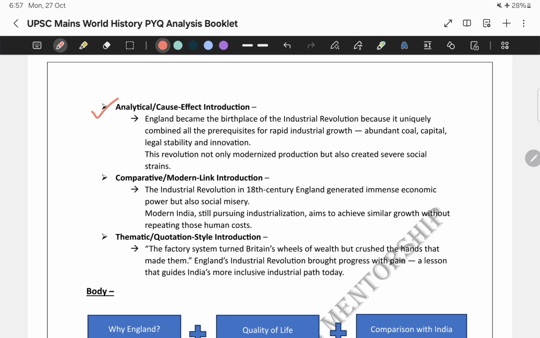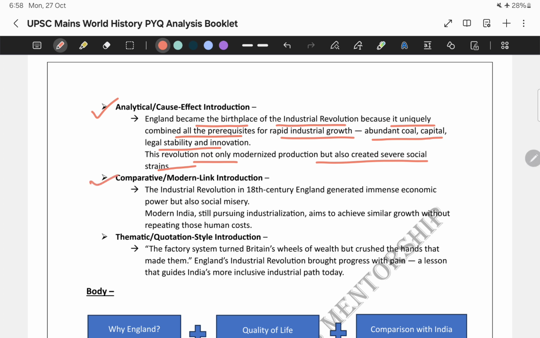Like you can write simply that England became the birthplace of the Industrial Revolution because it uniquely combined all the prerequisites for rapid industrial growth, like abundant coal, capital, legal stability, and innovation. Now, this revolution not only modernized production but also created severe social strains. Now you are seeing that in all the introductions, the writing style is different, but it is addressing the demand of the question only. So, these are the various ways how you can introduce your answer.